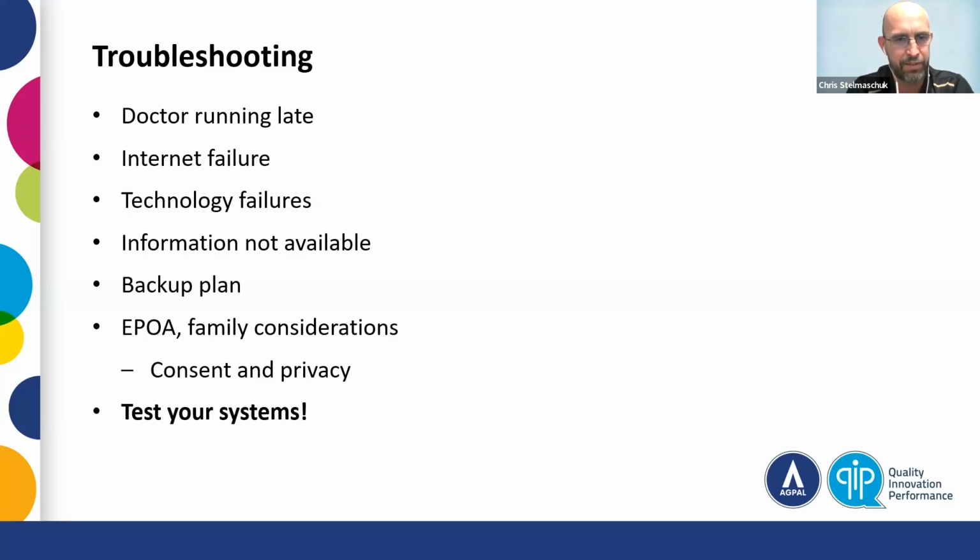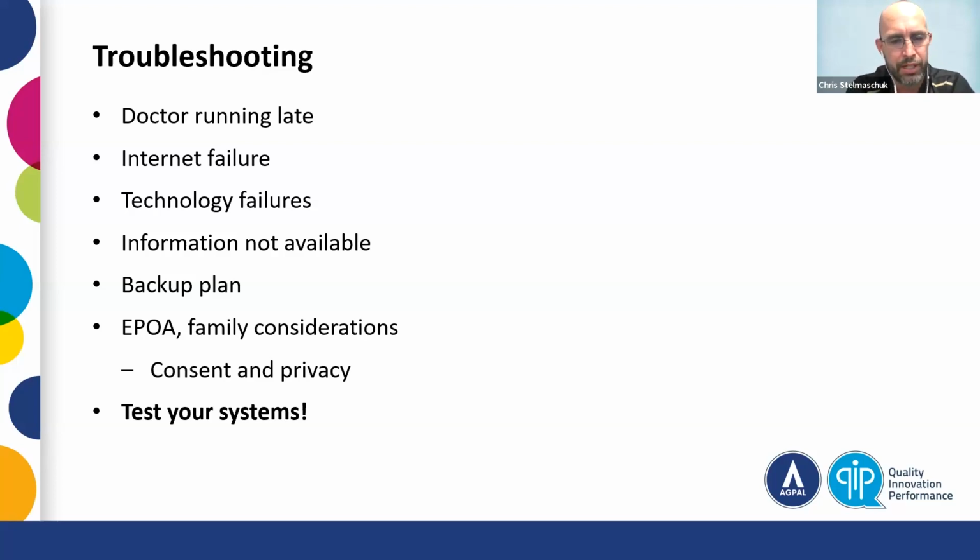There's going to be internet failures, there's going to be technology failures, so you need to have a backup plan for what to do then. It might be things like lines dropping out and using a hotspot on your phone. So it's important to have plans of what to do when things don't work, and have a backup plan. Need to have EPOA and family considerations, consent and privacy, particularly with people who may not be able to consent.